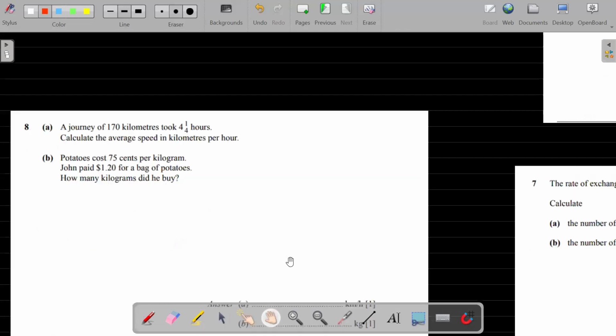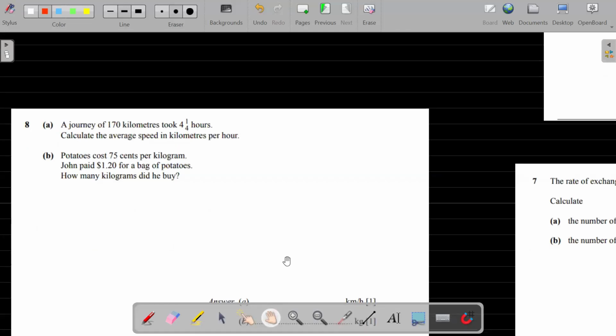It says now a journey of 170 kilometers took 4 and 1 by 4 hours. Calculate the average speed in kilometers per hour. Potatoes cost 75 cents per kilogram. John paid $1.20 for a bag of potatoes. How many kilograms did he buy? Okay, let's do that. First let's do the A part.